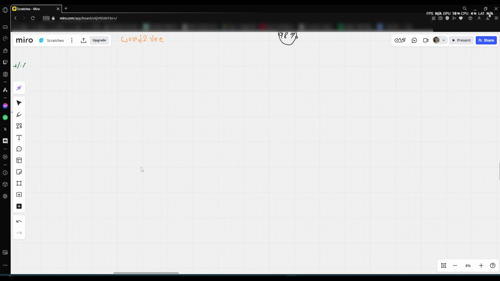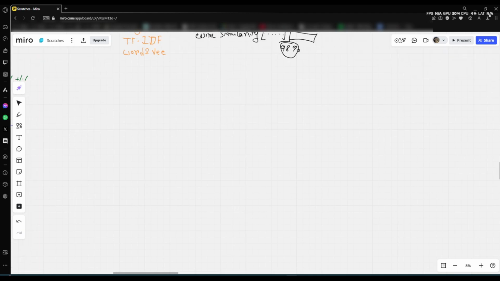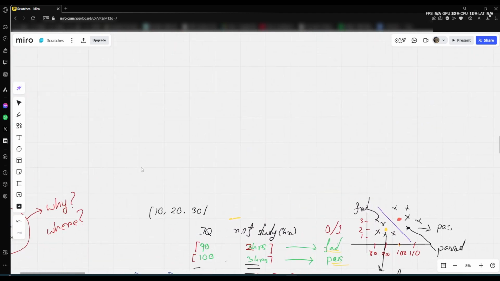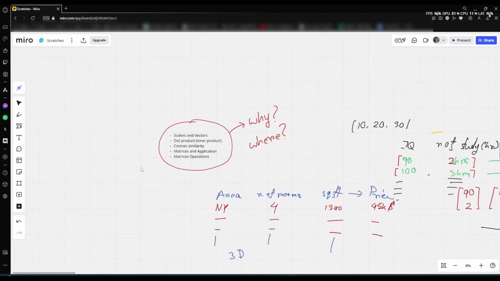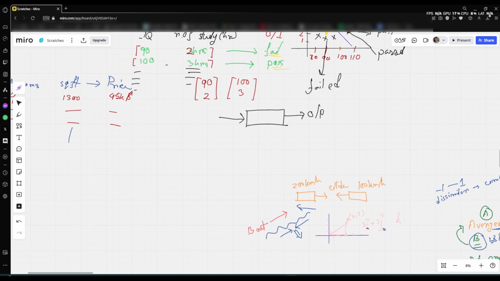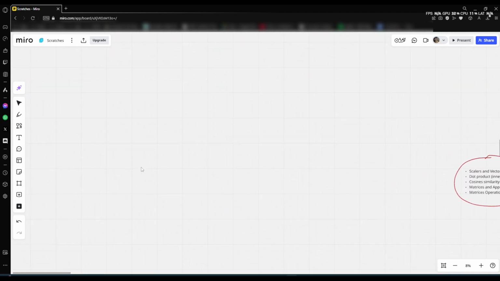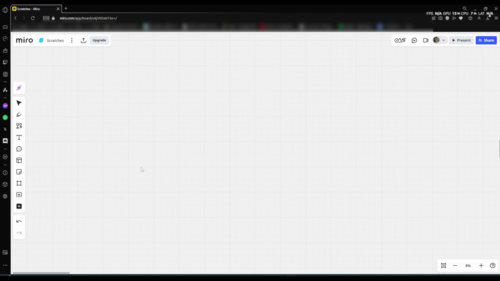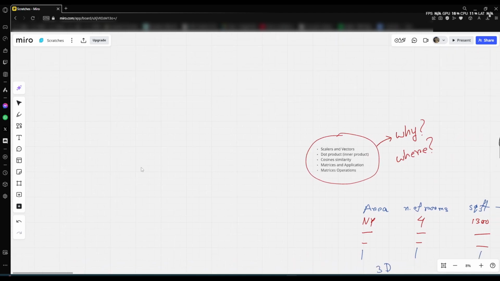Moving forward, now we have done the vector. Where is the list? Yes, scalars and vectors done, dot product done, cosine similarity done. Now we will move to matrices and applications. So let's do it here. Vector database. Okay, what was it again? Matrices.